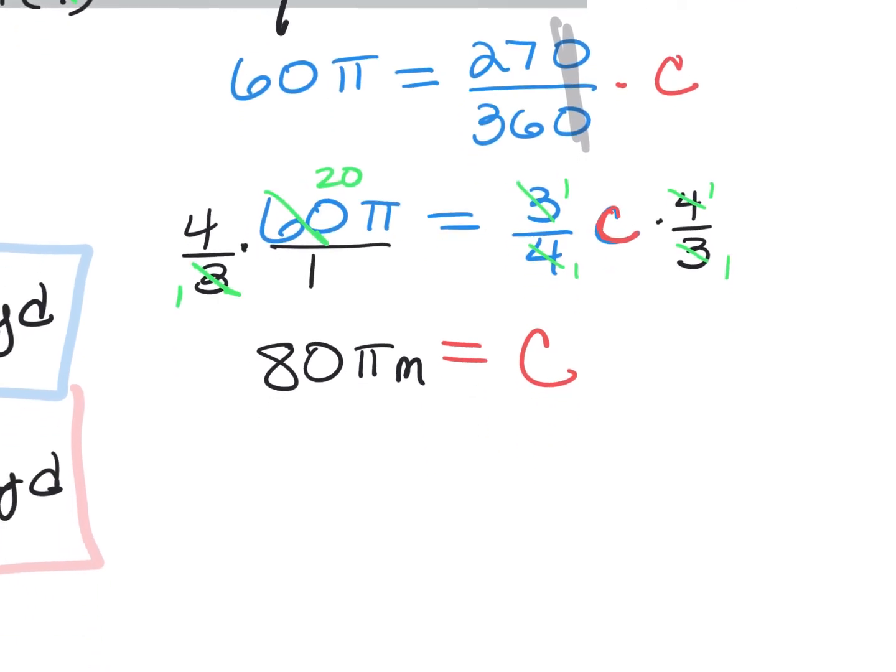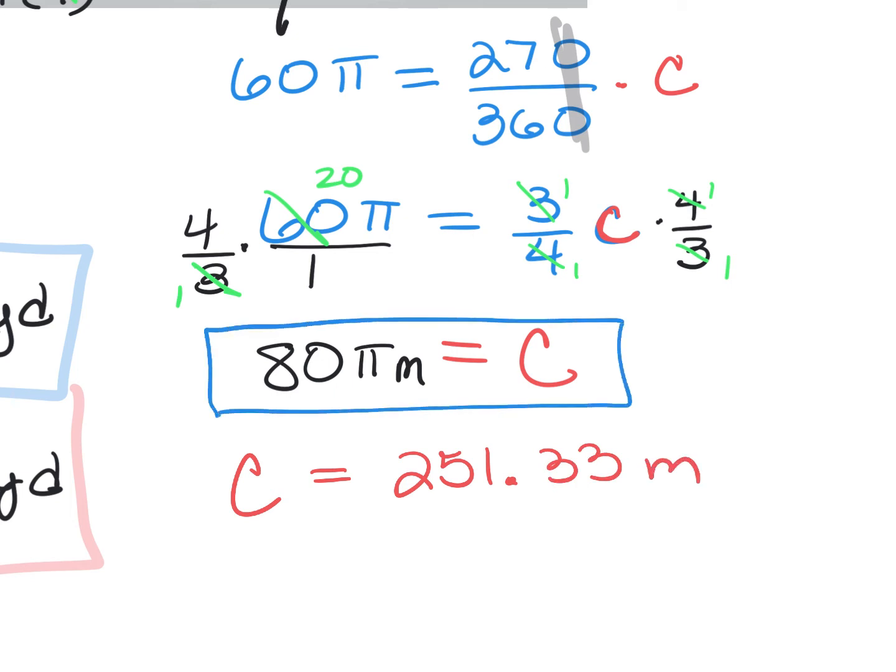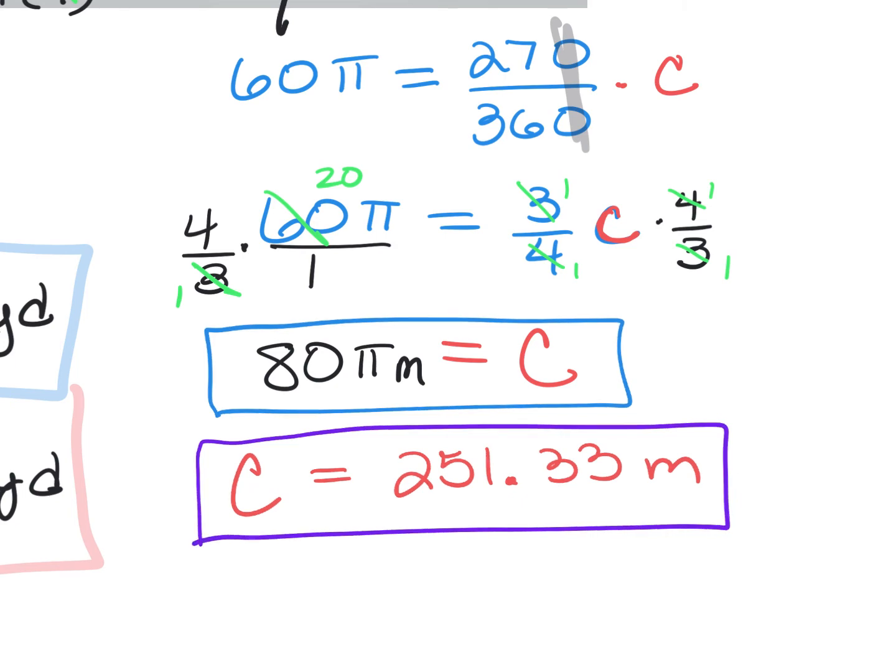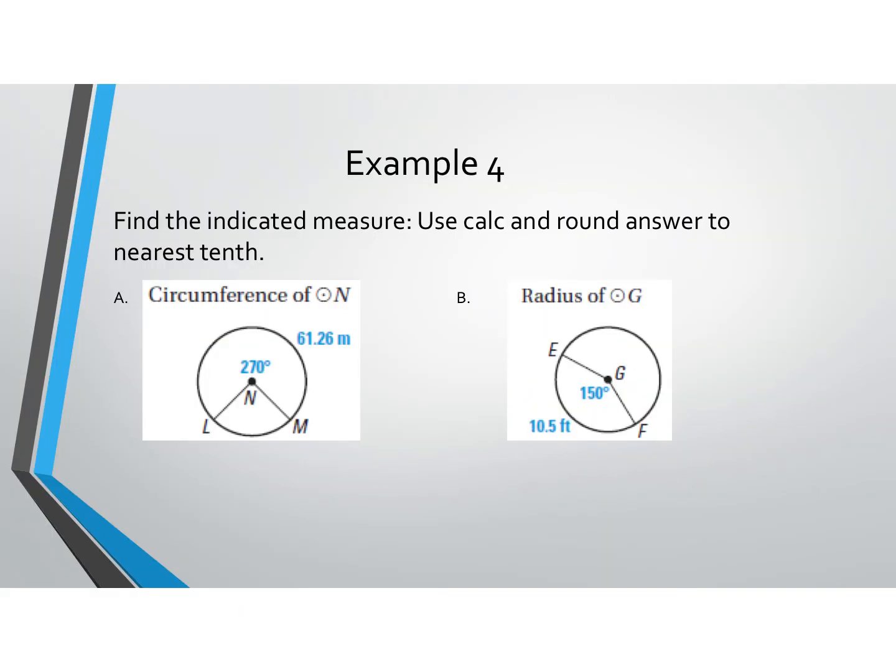If it says using your calculator, we're going to multiply 80 times pi. And if we round to the hundreds place, we will get 251.33 meters. So again, if it says leave it in terms of pi, the answer is 80 pi. If it says using your calculator, it will be 251.33 meters. All right, next one.